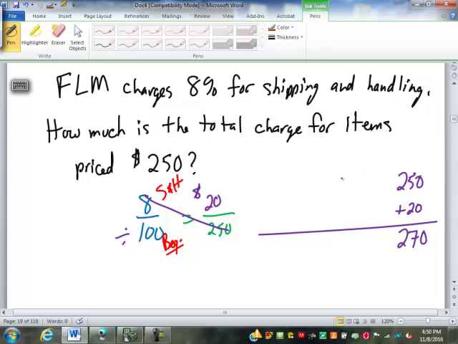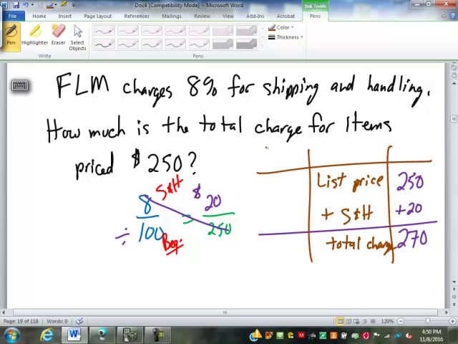Now again, this fits into that same type of table. So we have the list price, our beginning price, or however you want to do it, plus our shipping and handling charge to get a total charge or total price. And again, each item is described by two numbers, a percent and then another number. In this case, that other number is dollars. We're given the 8% for shipping and handling, but again, we have 100%, which is the beginning amount or the list price.